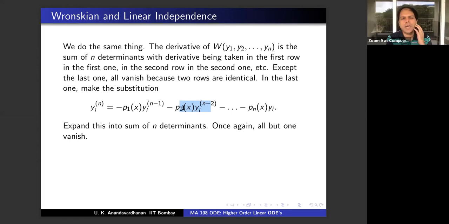They are proportional, because the last row is p2 times the second row. P2 times the n minus second row will be the last row. Here, Pn times the first row will be the last row. So the rows are proportional, and all these determinants will vanish. So only one determinant will remain. And you look at what that determinant is.